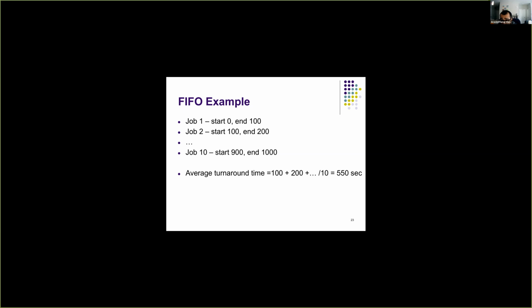So average turnaround time is the completion time minus arrival time. Since all the jobs arrived at the same time, time zero, the turnaround time will be equal to the completion time. So the average turnaround time is just the average of the end times. It's 550 seconds in the case of FIFO scheduling.